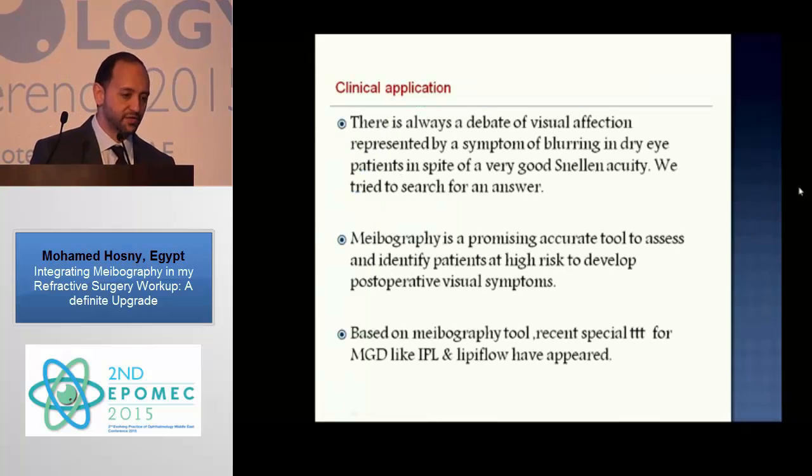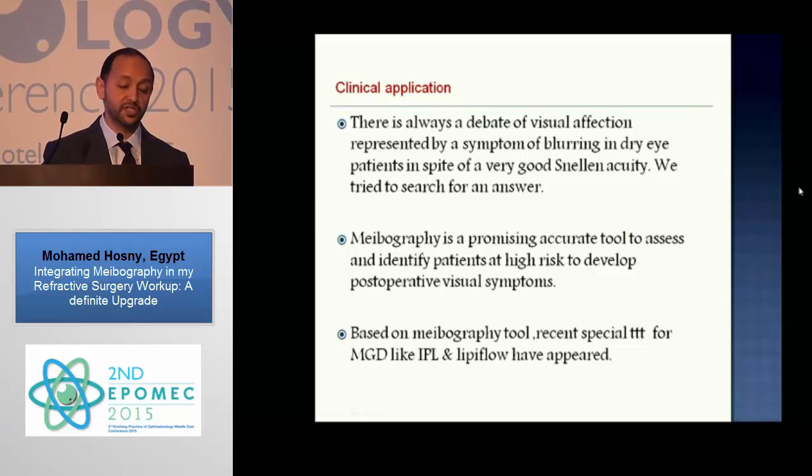There is always a debate about visual affection represented by symptoms of blurring in dry eye patients in spite of very good Snellen acuity. We tried to search for an answer for this dilemma, and meibography is a promising, accurate tool to assess and identify patients at high risk to develop postoperative visual symptoms.